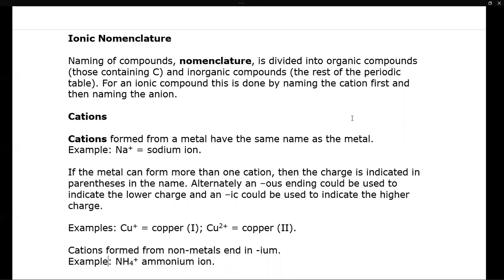If it's a polyatomic ion formed from nonmetals, then it gets IUM. The one that's important for ionic nomenclature is the ammonium ion, NH4+, not to be confused with ammonia, NH3.